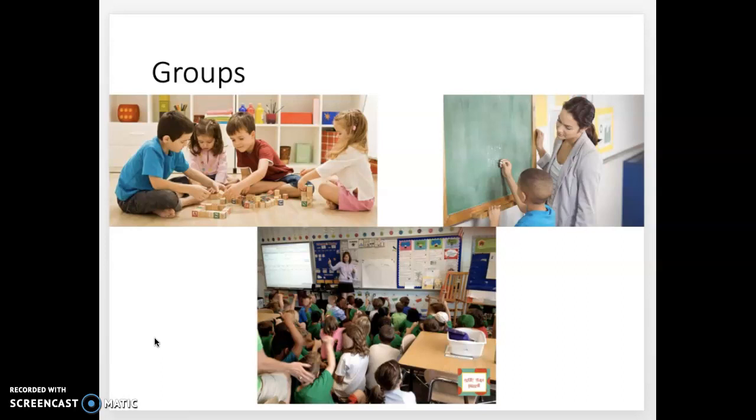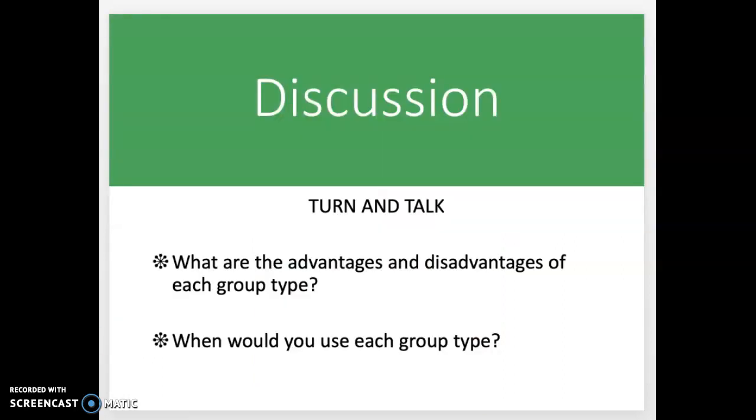So we want to look at all of these groups as effective instructional strategies and make sure that we're using the right grouping situation for the lesson that we're teaching. And to some extent, that will be determined by our objectives and the standards that we are using for our lesson. Now, the next slide on the PowerPoint is a turn and talk.